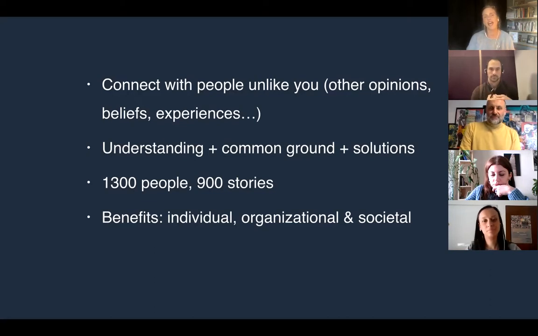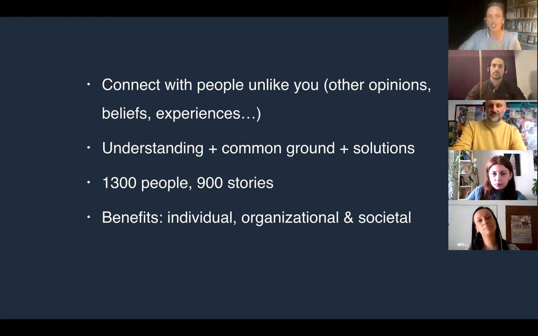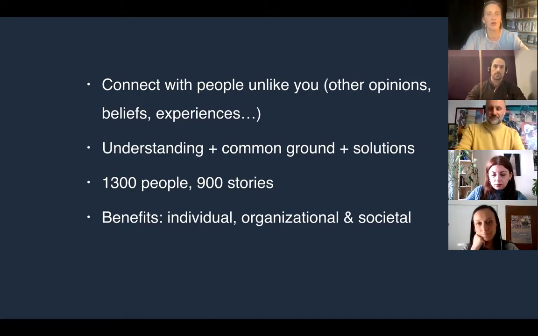So a bit different. And usually we say that when we do it, we can see benefits. And we can see them on the individual level, the organizational level, and the societal level. And of course, they are also connected a bit, those three, but that's the general idea. We can see it on all three levels.